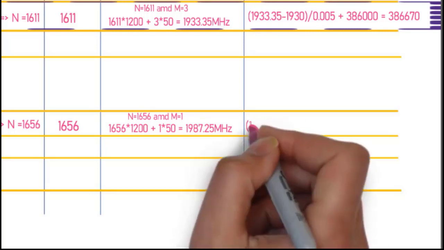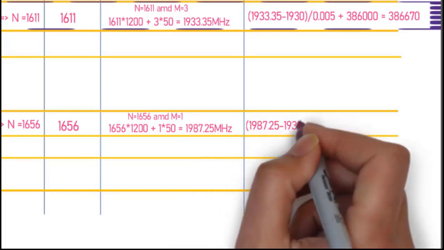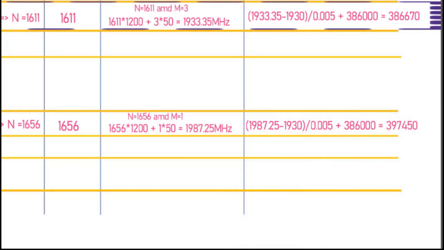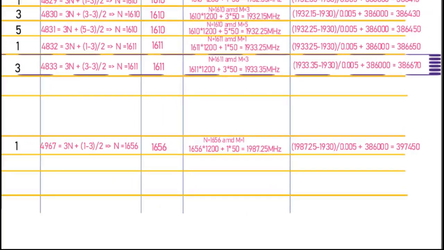The AFCN value is the same: FREF minus FREF offset, divided by delta F global, plus NREF offset. FREF is the SSREF, right? So I will put 1987.25 minus the FREF offset value, that is the first frequency of the band n1, 1930, and by 0.005 frequency raster we have converted to megahertz, plus the AFCN offset value of the band, that is 386000. After that calculation it came to 397450. So this is the 138th scan.